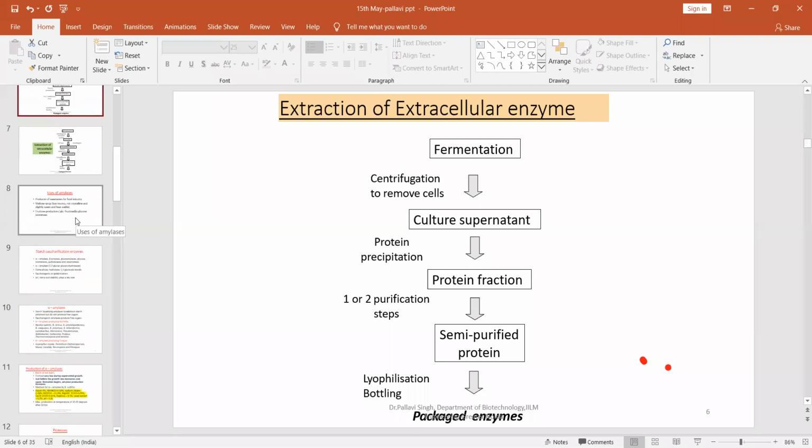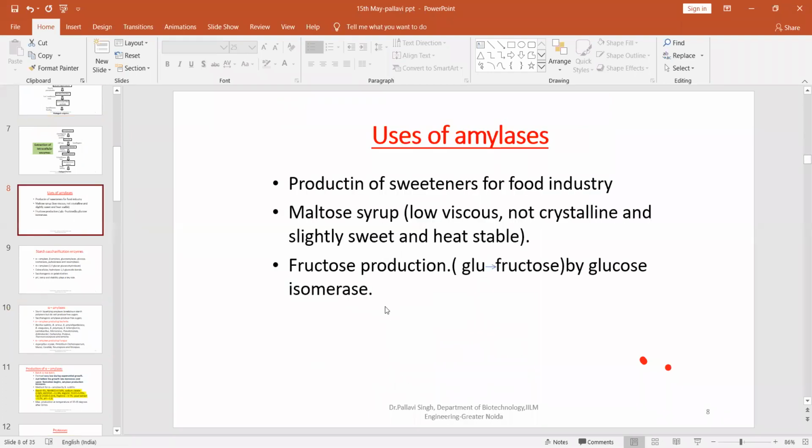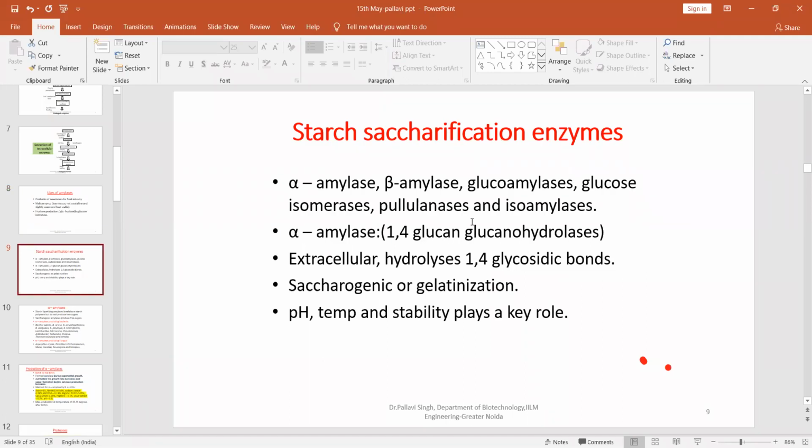Now let's see, after we have extracted and purified our enzymes, I will talk about different kinds of enzymes. So in the previous slide, I told you about amylases, proteases, renin. So what are amylases? Amylases are the enzymes which break down the starch, and they are used in the food industry as well as in the detergent industry. So we have different kinds of amylases: alpha amylases, beta amylases, glucoamylases, glucose isomerases.